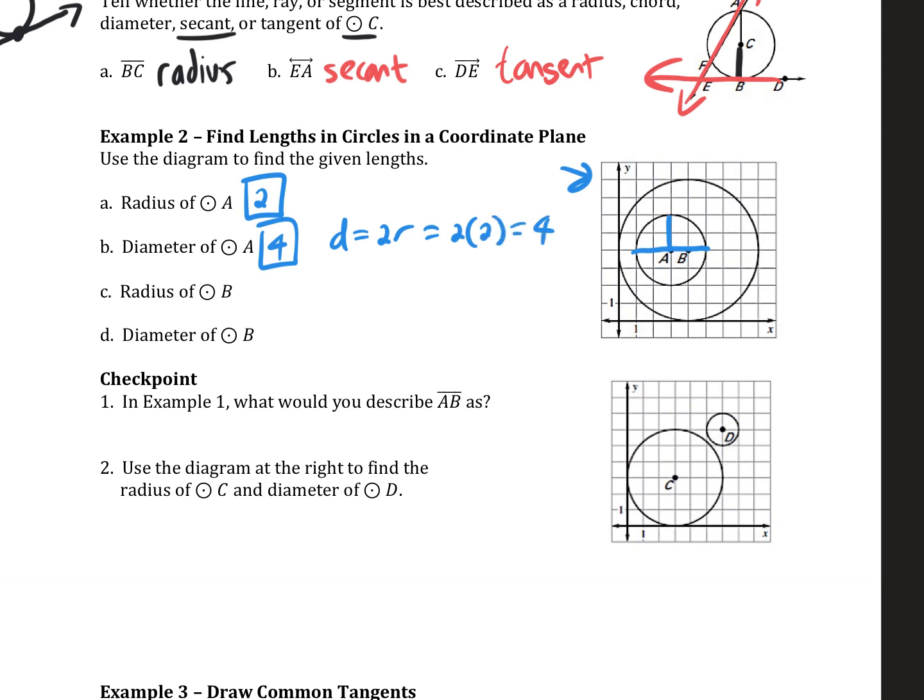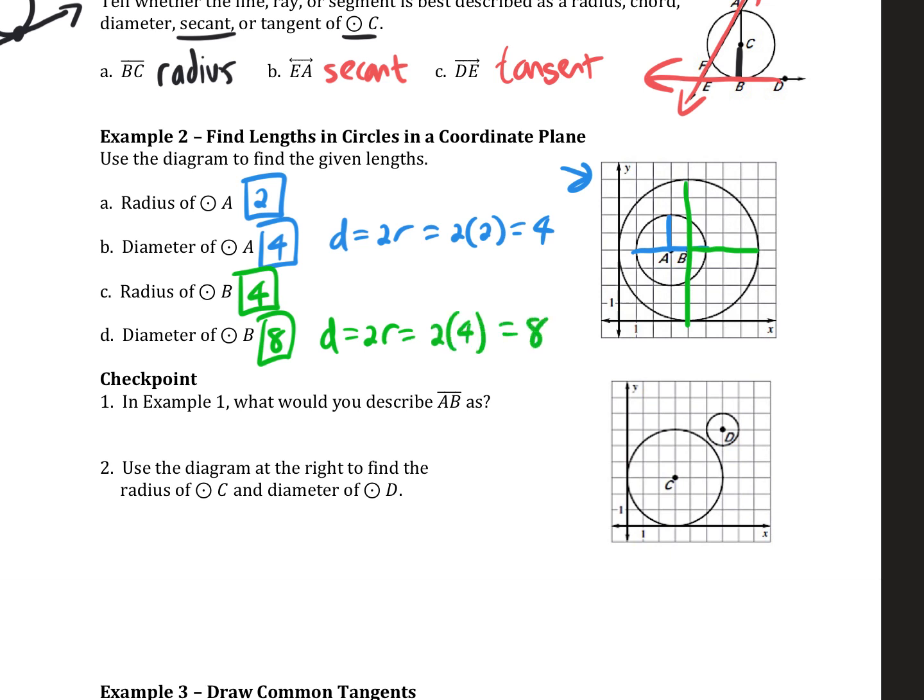Okay. Why don't you guys go ahead and do C and D, which is radius of B and diameter of B. Go ahead. All right, new color here. So radius of B. You can go any direction you want as long as it's from the center to the edge. I'll just go to the right from the center to the edge. How many boxes is that? That is 4. Okay. How about the diameter of B? That's all the way across, 2 radii. That's going to be how many boxes? It's going to be 8. And again, the diameter equals 2 times the radius, or 2 times 4, which equals 8.